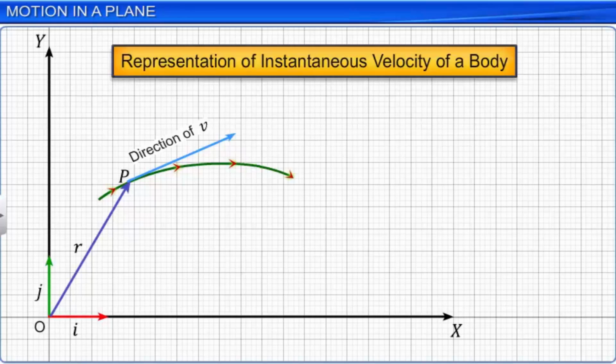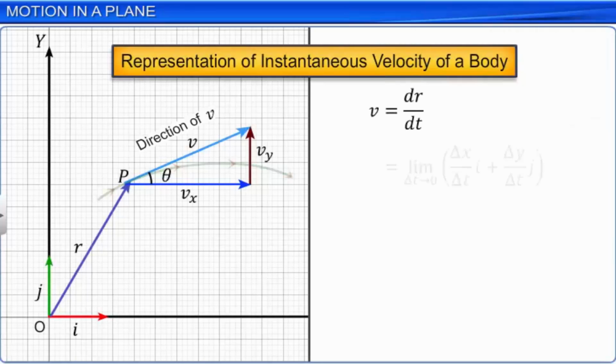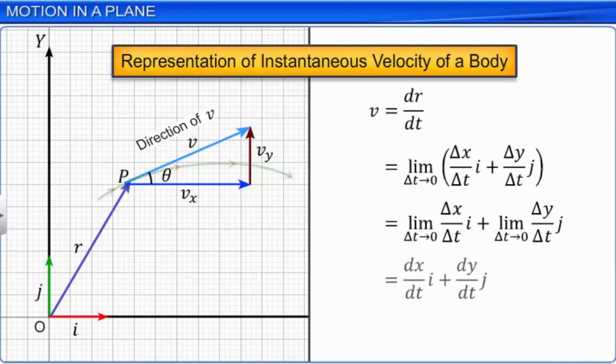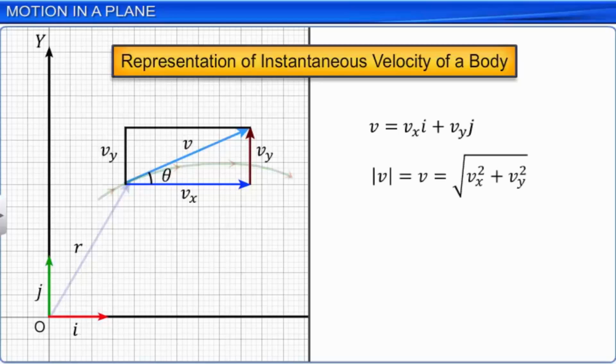We can write the velocity vector v in the component form as shown here. Using the resolved parts of magnitudes of v in the x and y direction, that is, vx and vy, we can write v = square root of (vx squared + vy squared), and tan theta = vy by vx, and theta = tan inverse of (vy by vx).